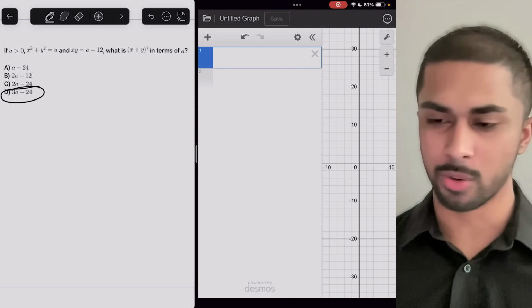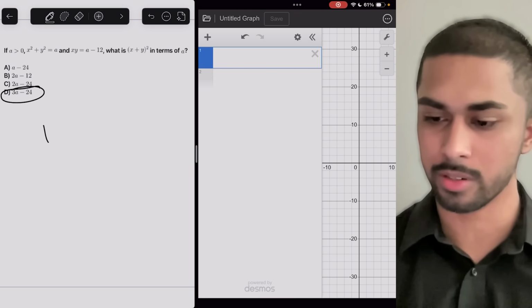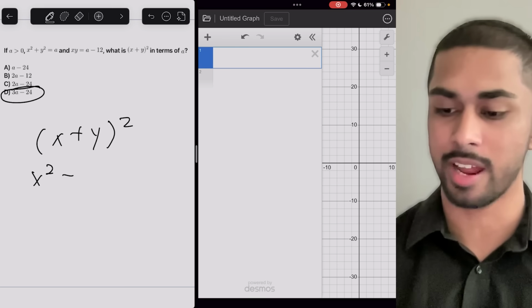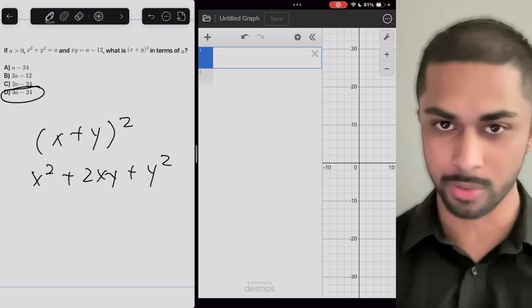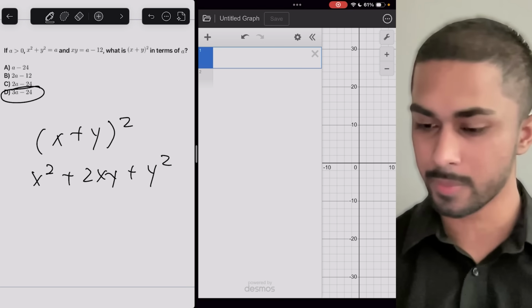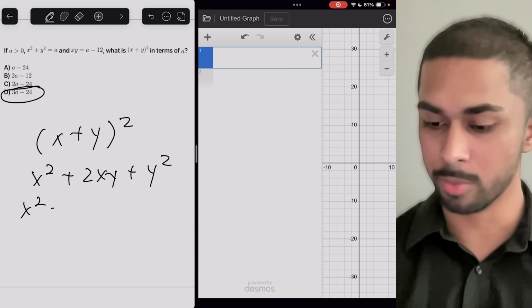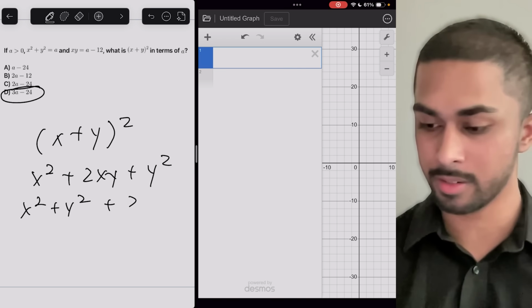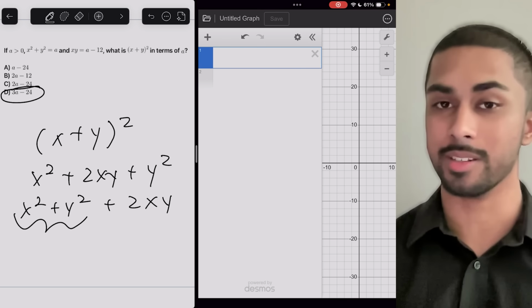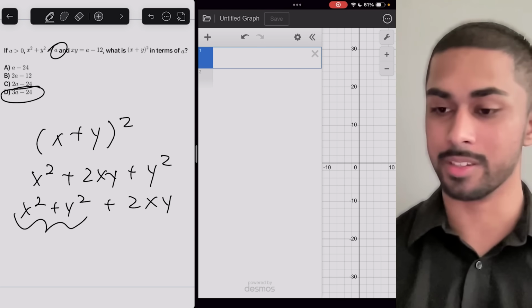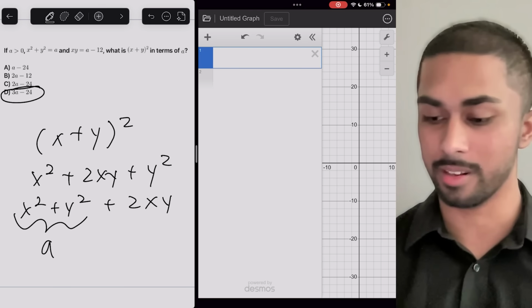I realized after recording this entire video, I didn't show you the fast solution to this question. So x plus y squared is just x squared plus 2xy plus y squared if you just distribute everything. So then that can be grouped as this, right? And you know what x squared plus y squared is in terms of a, because it's just a. It says it right there.